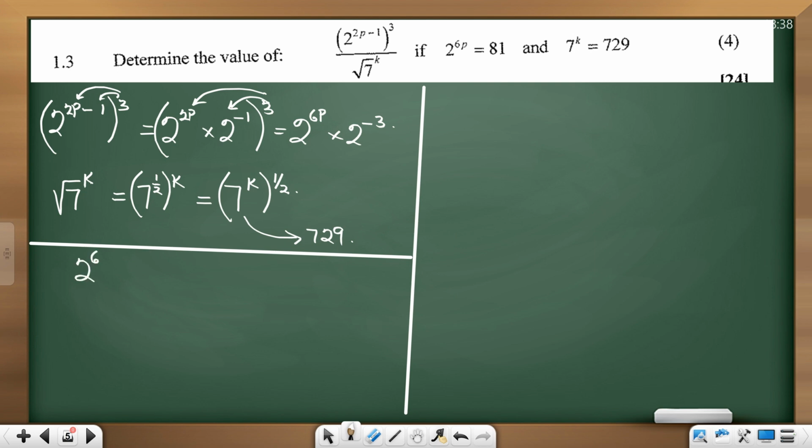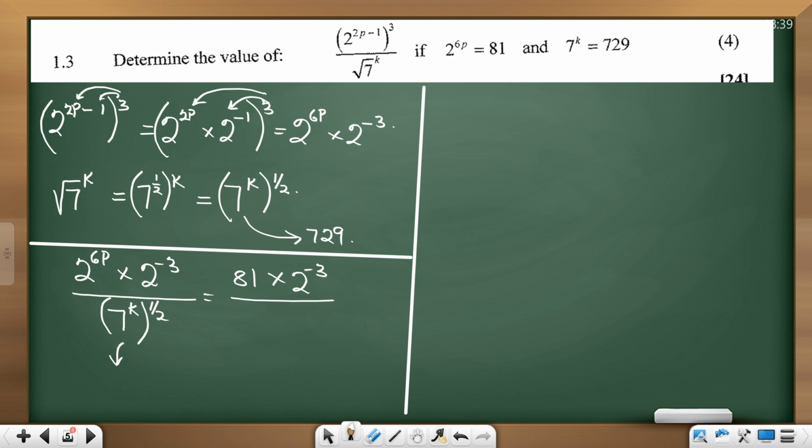2 to the power what? 6p times 2 to the power negative 3 over 7k to the power half. What is 2 to the power 6? 2 to the power 6p. 81 times 2 to the power negative 3 over.